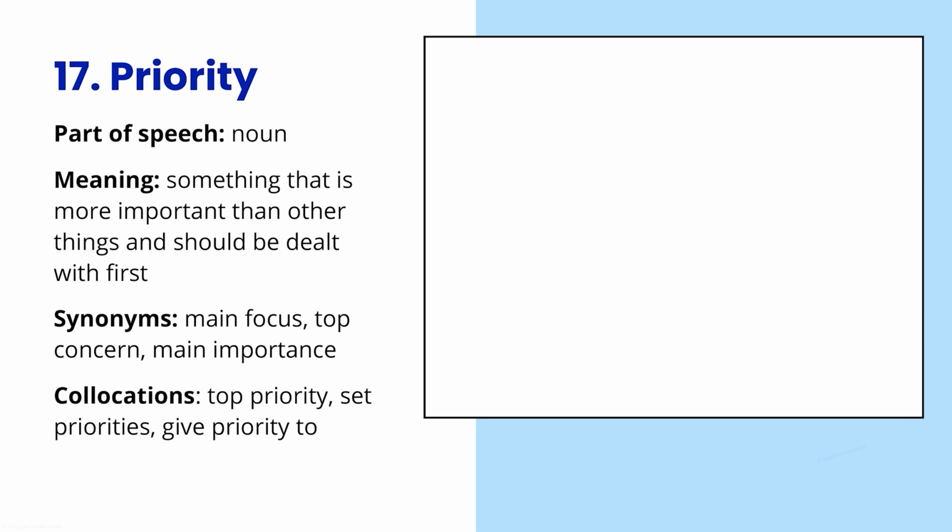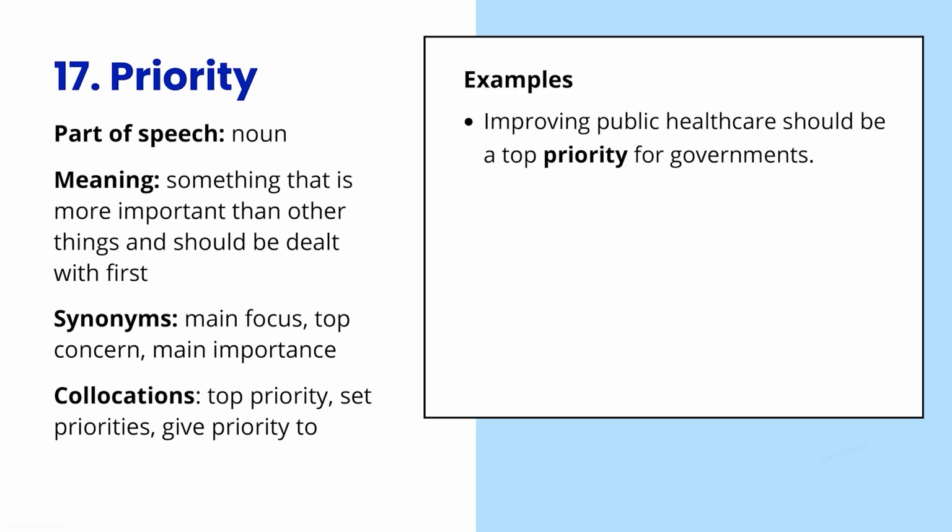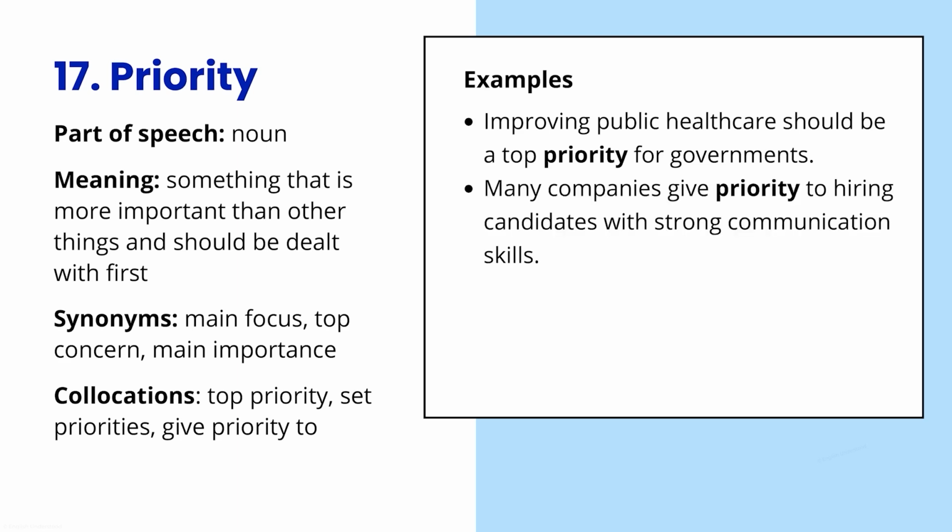Collocations: top priority. So this means something is the most important thing. Set priorities. So this means to decide what is important. Give priority to. This means to make something more important than other things. So here are some examples. Improving public health care should be a top priority for governments. This means that improving healthcare should be the most important thing for governments.